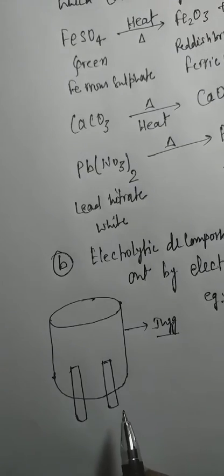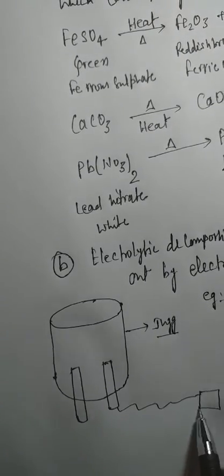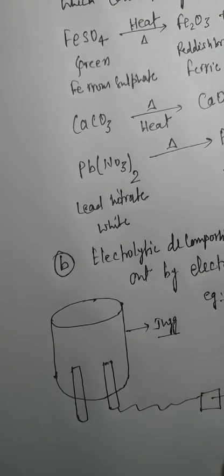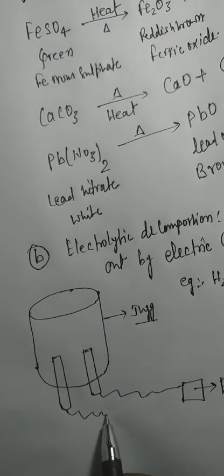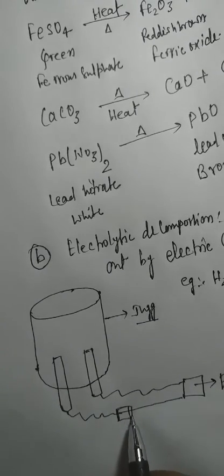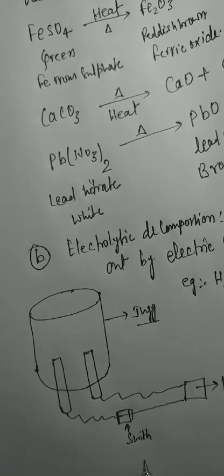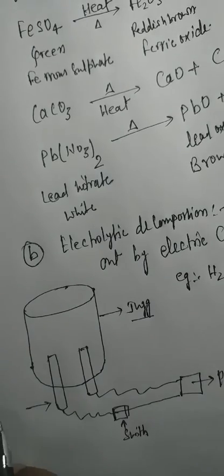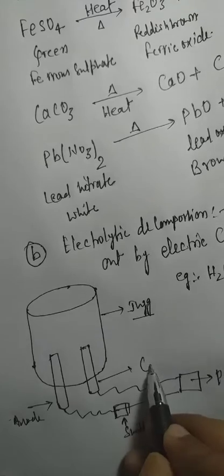And this is a setup where we are producing electricity of P volt or Q volt, whatever. And here we are connected one switch also, right? This is the switch. Then this plate we are considering as anode, and this is considered as cathode, right?